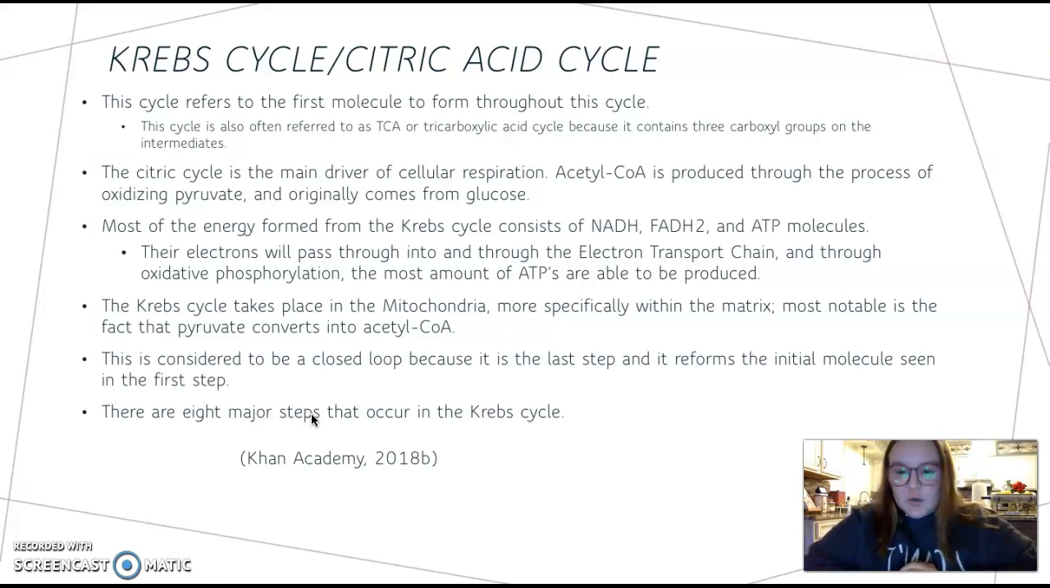The Krebs cycle as a whole takes place in the mitochondria, more specifically within the matrix. And the most notable fact about the Krebs cycle is the fact that the pyruvate converts into acetyl coenzyme A. This is considered to be a closed loop because it's the last step and it reforms the initial molecule, changing it into a different structure.